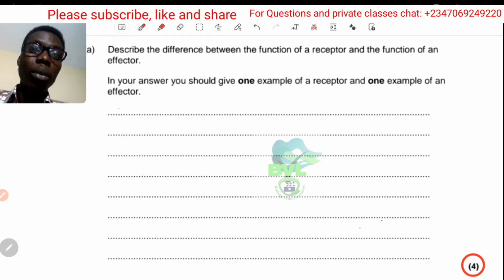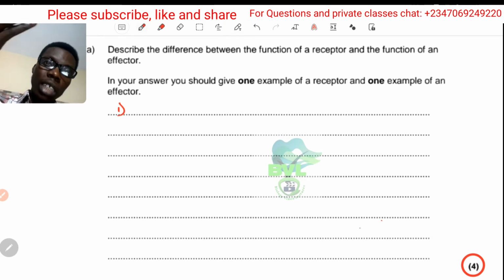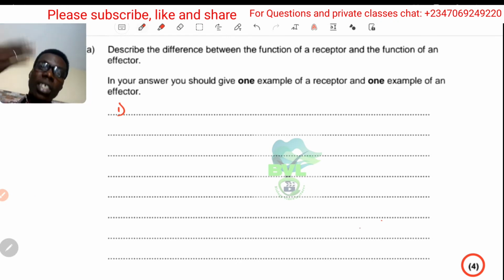So let me start from here. You can actually just describe the two, receptor, effector, then example, or you just describe it, give an example, describe it, give an example. So in this instance, I'm going to describe each, give an example like that. So let me start with receptor.